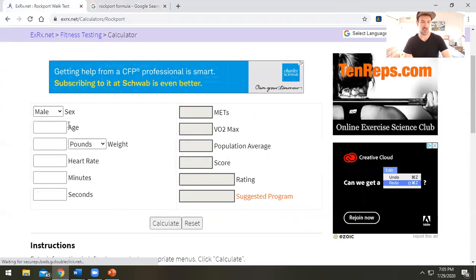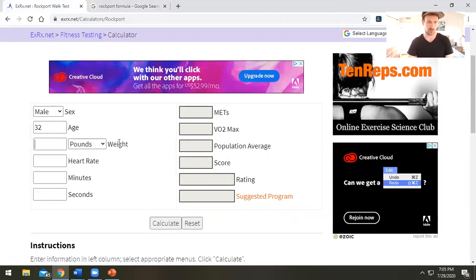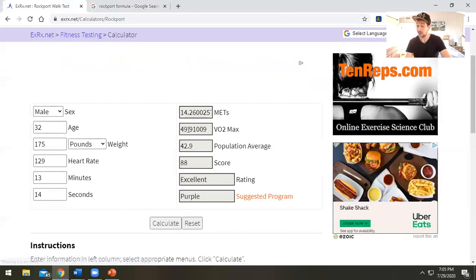So let's say our client, right, 175. And the heart rate at the end of the test, we'll say was 129. And it took 13 minutes and 14 seconds. So here is our VO2 score. If my heart rate at the end of the test was 129 beats per minute, and I did it in 13 minutes and 14 seconds, which is pretty quick, my VO2 is about 49, which is pretty good.